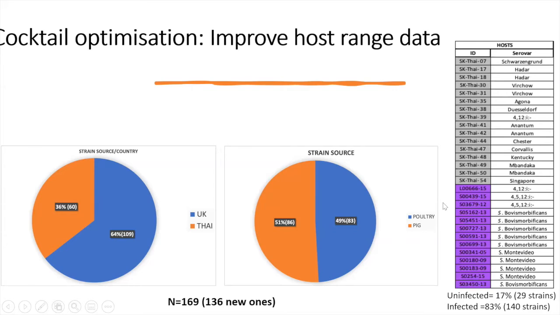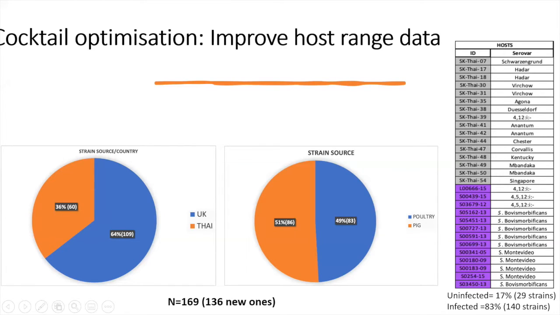We did the host range assay first using a spot test, and we applied 10 to the 8 of the phages individually. Sorry, I've not mentioned that we had 23 phages; 22 of them are myoviruses, and 1 is a different virus. So we applied 10 to the 8 of the phages on the surface of the confluent lawn of the individual strains. And so we had a very good coverage from the total of 23 phages.